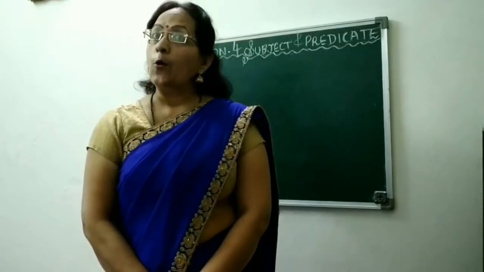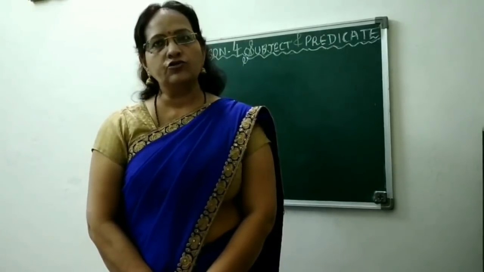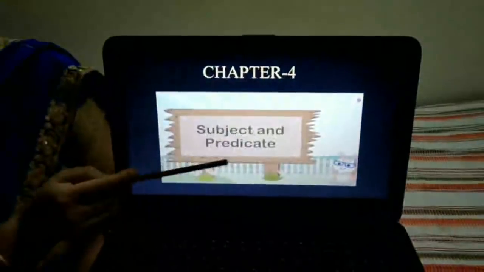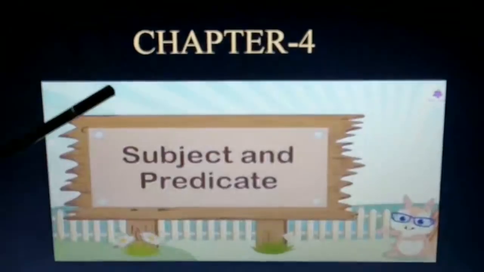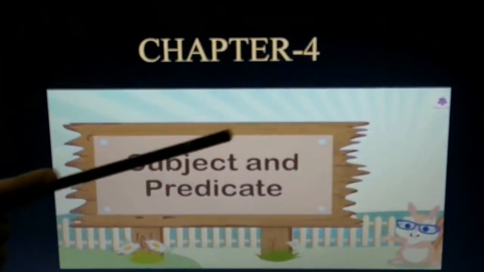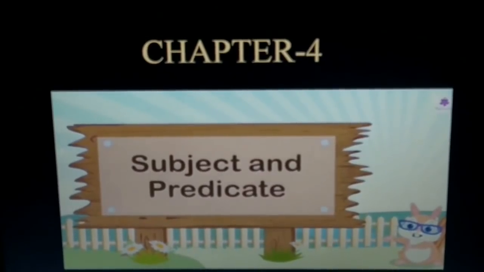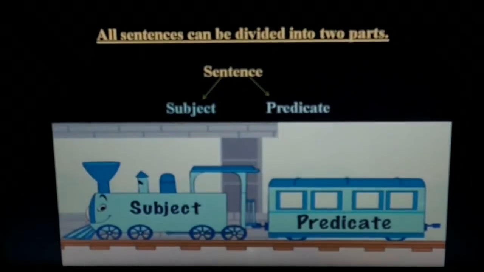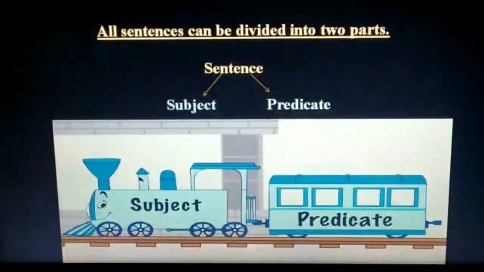Now, I hope chapter 3 is clear to you now. Now, let's begin chapter 4, subject and predicate. So, children, we are going to start a new chapter, chapter 4, subject and predicate. In previous classes, you studied about the sentences. Now, let's know more about sentences.